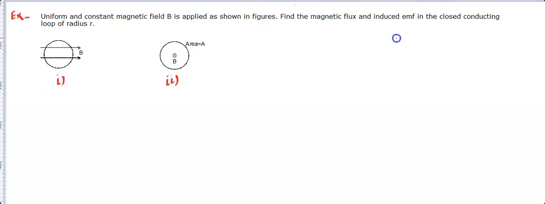So first thing that we need to find is the flux. So how to get the flux? Flux is integration B dot dA. And we have talked about that if it is uniform, then it can be written as B A cos theta, B into A into cos theta. And then how to get this EMF? EMF is minus d phi by dt using the Faraday's law, right?